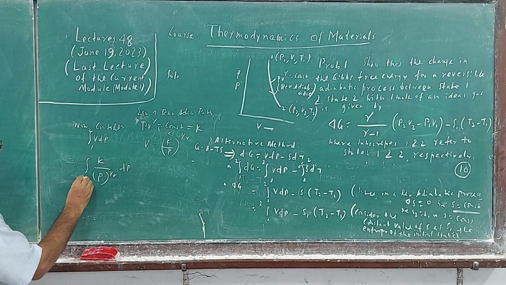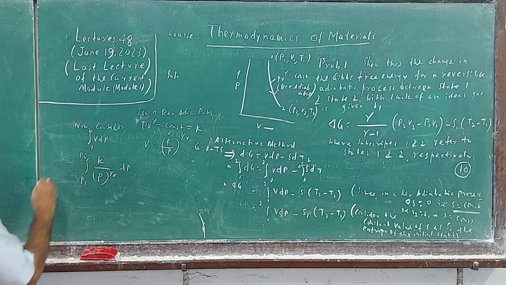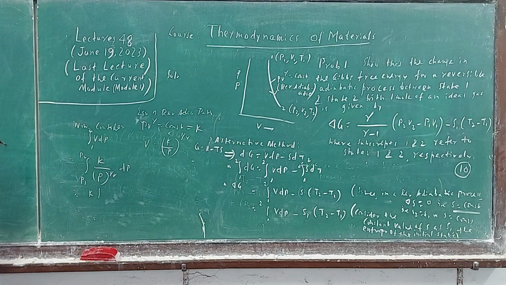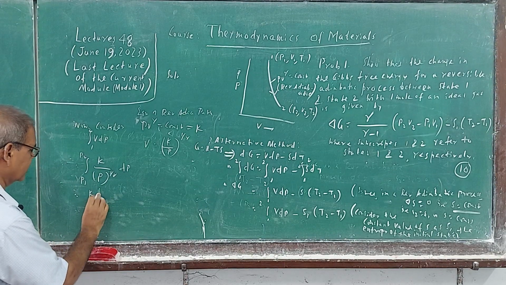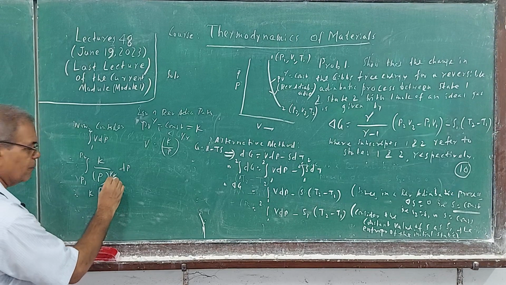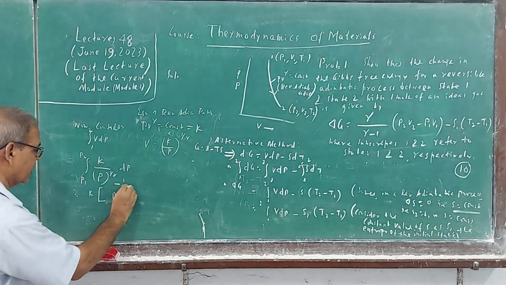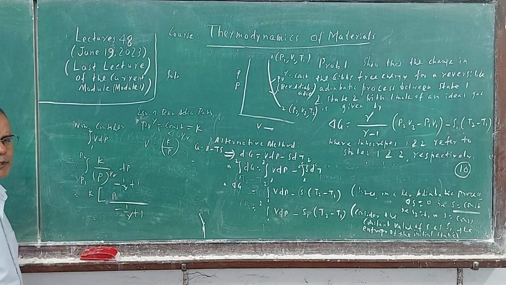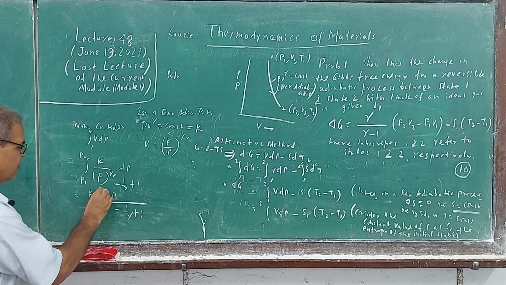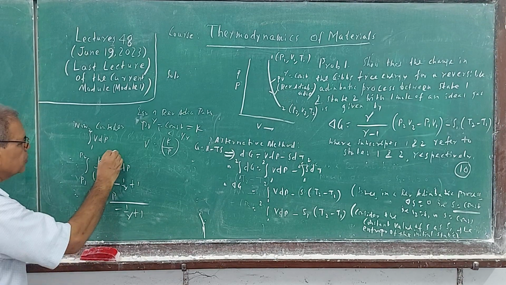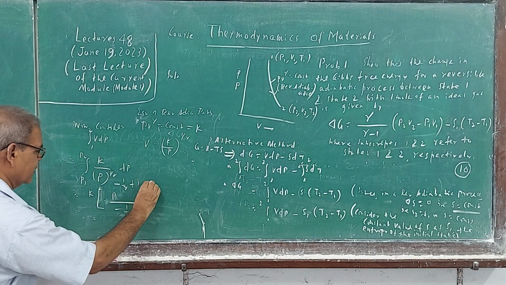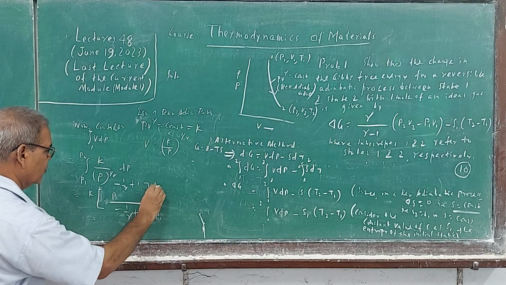Pressure is moving from P1 to P2. So K is outside. What is the integration of this? P to the power minus 1 by gamma, so minus 1 by gamma plus 1. This integration could not be correctly done, I mixed up here. First it is P to the power minus 1 by gamma. Then what happens? P1 to P2. Right?